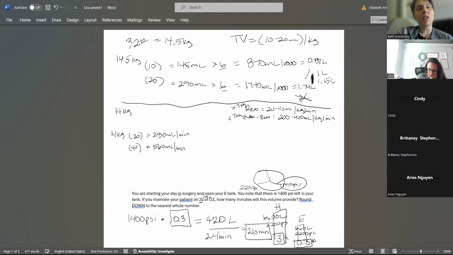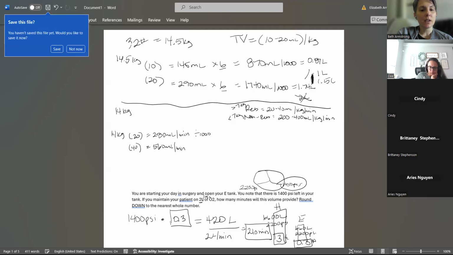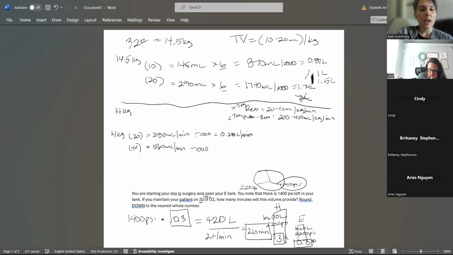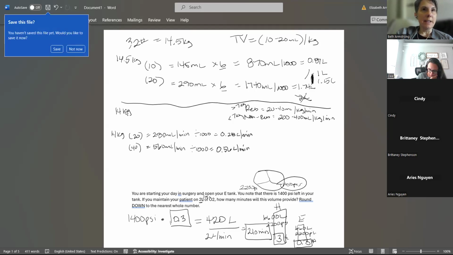Now remember that our oxygen is in liters per minute, so we have to switch that. Divide by 1,000. So we get 0.28 liters per minute and 0.56 liters per minute.